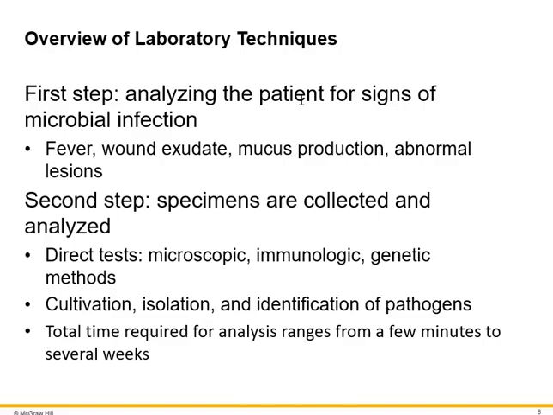So a couple of different, just an overview of laboratory techniques. The first step is to analyze the patient for signs of microbial infection. So look for heat, pain, redness, swelling, loss of function, that kind of thing. So fever, wound exudate, mucus production, abnormal lesions, those kind of things. And then you're going to collect specimens and you're going to analyze them. So direct tests are microscopic, immunologic, genetic tests. And then other times we have to cultivate and isolate and identify pathogens.